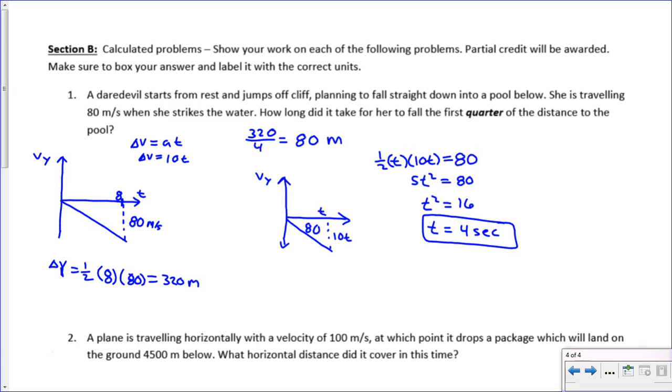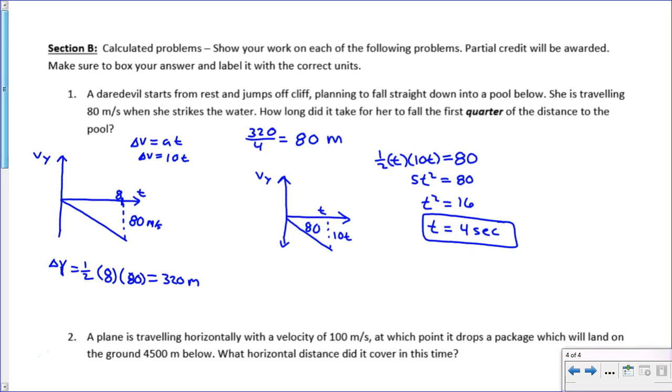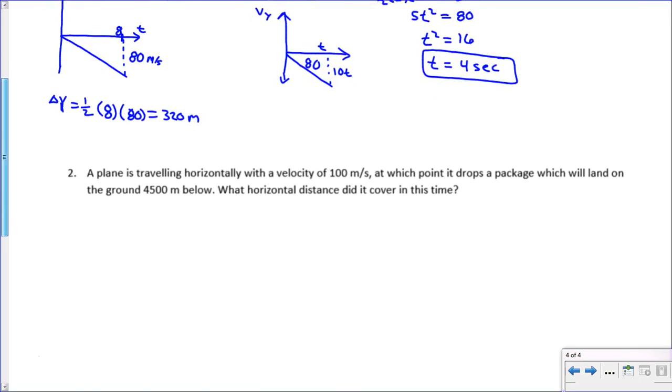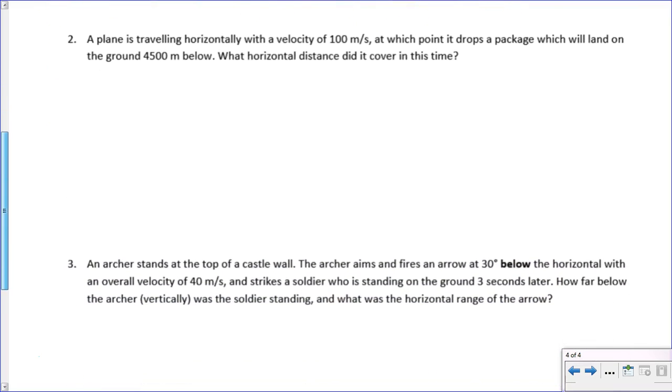Some people look at this and think it's kind of funny because it took her 8 seconds to fall the entire distance. Some people are like, wait, it takes half the time to fall 1/4 of the distance? How does that make any sense? But remember that this woman is accelerating as she's going down. So it actually does make sense that it should take half of the time for her to fall 1/4 of the distance, because she's speeding up as she goes down. As we get later and later, she's falling faster and faster and covering more distance. So after 4 seconds, she has covered 1/4 of the total distance to the pool.